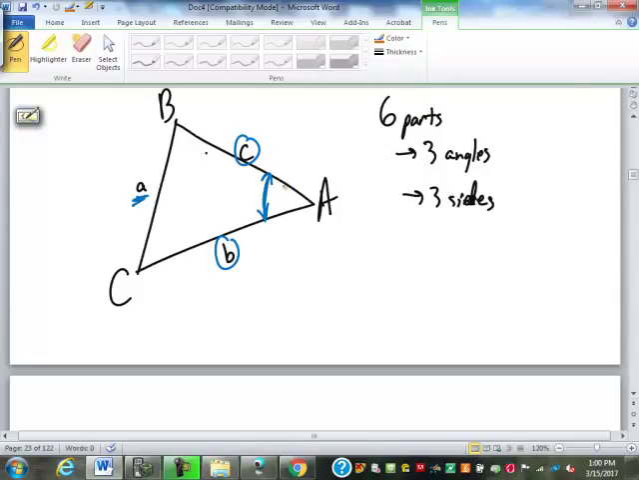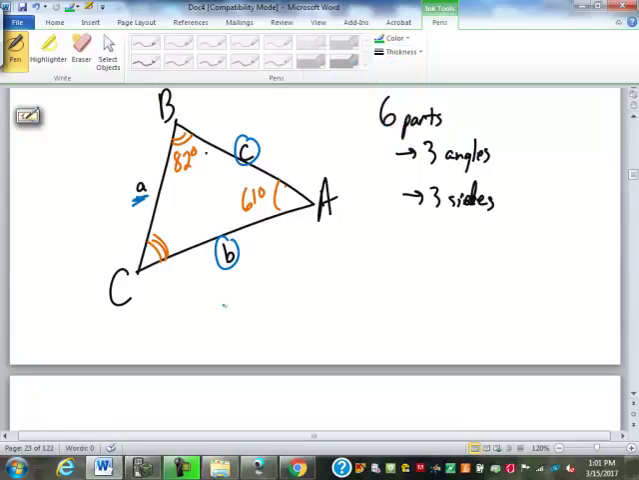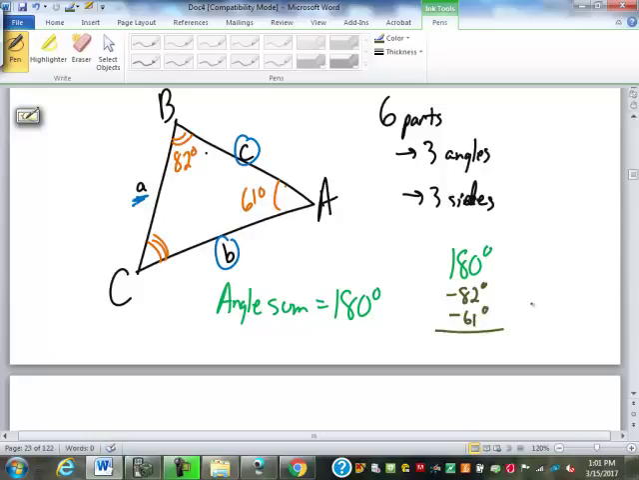When I am looking at these triangles, one thing I know about them, if I tell you that this angle here is 61 degrees and this angle here is 82 degrees, how do I find this angle down here? Careful. You're thinking sides. The angles of a triangle. The angle sum has to add up to 180 degrees. So I can either do 82 plus 61, or I can just do 180 minus 82 minus 61, which is going to give me 37 degrees for this angle.